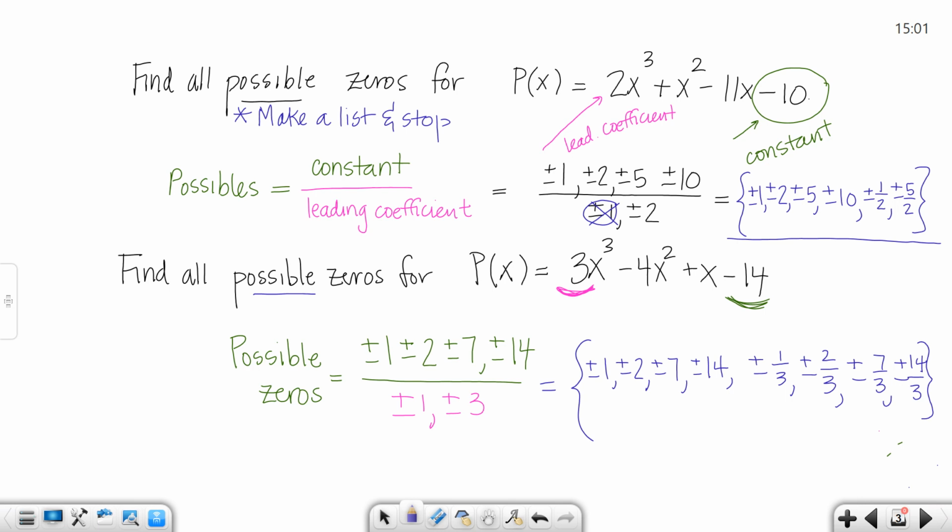Now as far as zeros of a function go, those are the only ones that are possible. So for example, 5 would not solve this equation. Negative 9 would not solve this equation. Regular 3 would not solve this equation if it was set to 0.